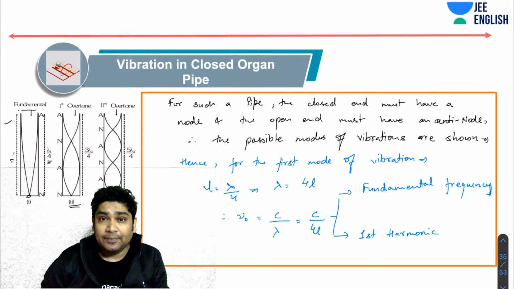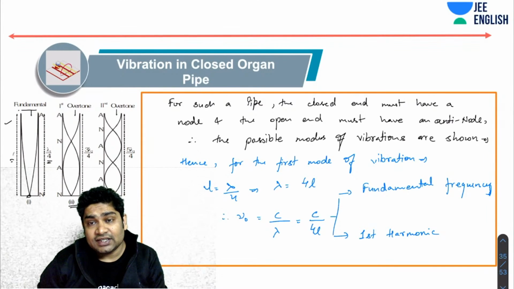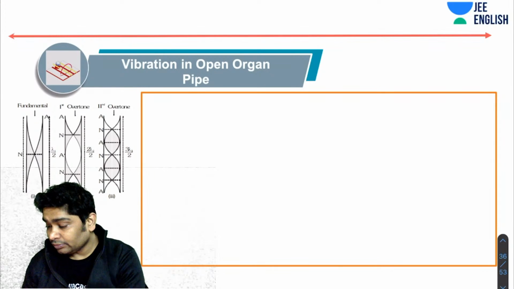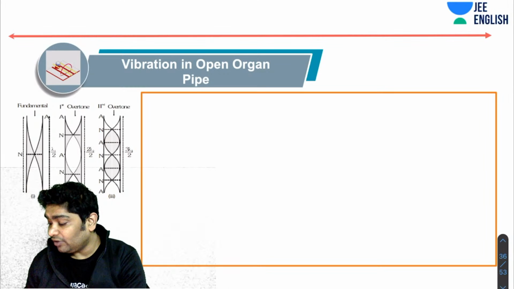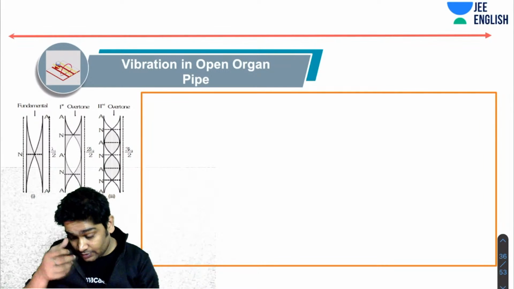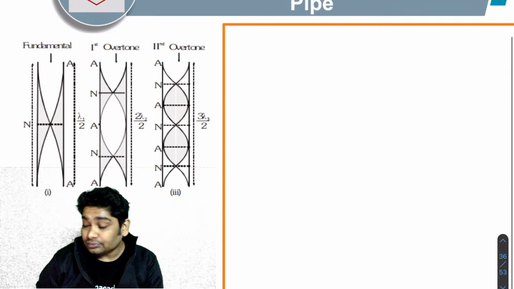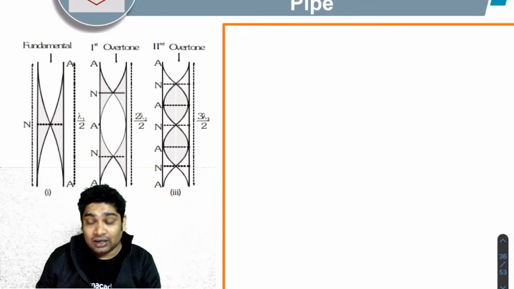Okay, please remember that. This mode of vibration represents the fundamental frequency, and this is called the first harmonic. This is the first mode of vibration. Similarly, for the second mode of vibration, you will realize if you look at this figure, this entire length would be equal to lambda, correct?